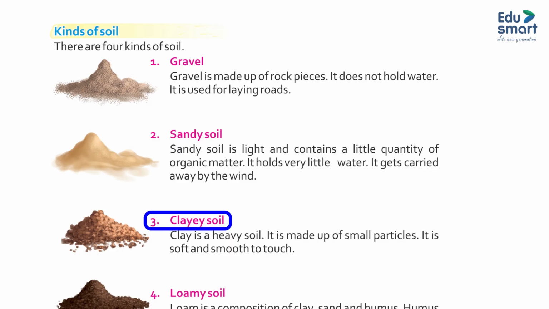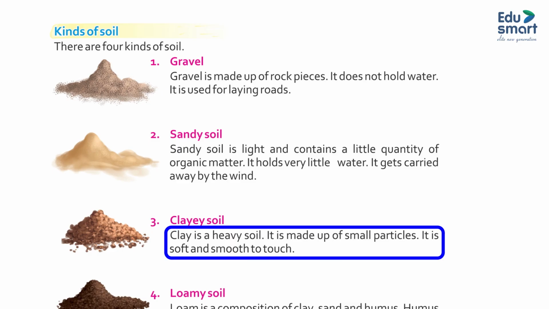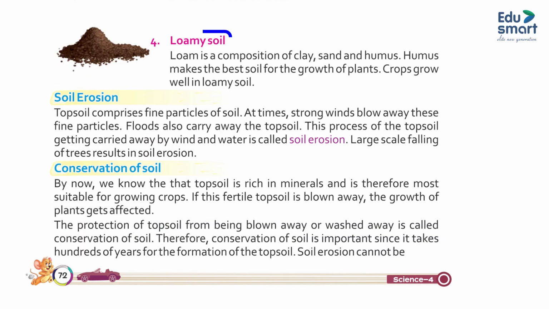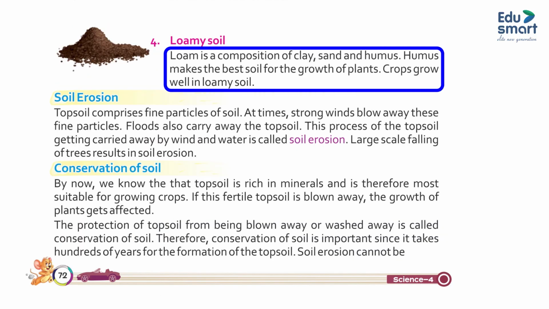3. Clay soil. Clay is a heavy soil. It is made up of small particles. It is soft and smooth to touch. 4. Loamy soil. Loam is a composition of clay, sand, and humus. Humus makes a good bed for the growth of plants. Crops grow well in loamy soil.